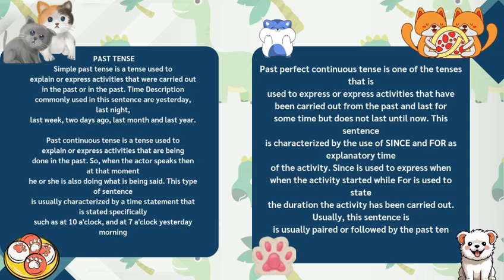Past perfect continuous tense is one of the tenses that is used to express activities that have been carried out from the past and last for some time but does not last until now. This sentence is characterized by the use of since and for as explanatory time of the activity. Since is used to express when the activity started, while for is used to state the duration the activity has been carried out. Usually, this sentence is followed by the past tense.